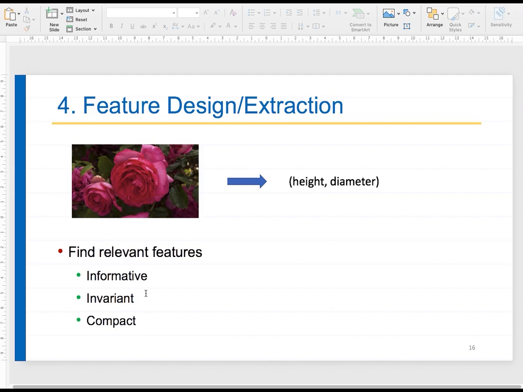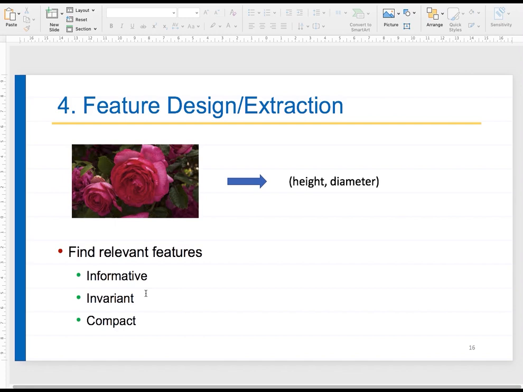Just like I discussed, when I am speaking yes or no, or somebody else speaks yes or no, that speaker variability should not affect my features if possible. So let me extract features which are independent of, or invariant to, speakers. Then compact, very important. If you can find just two features which can do your task, why will you go for 100 features, right? Why do you want to keep your features compact?